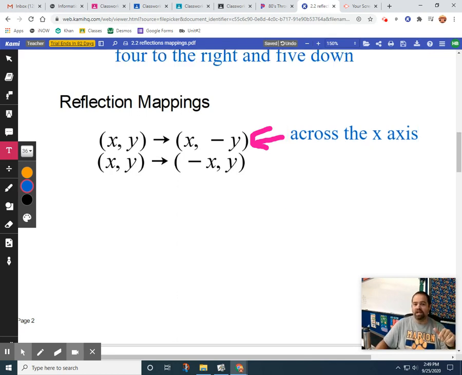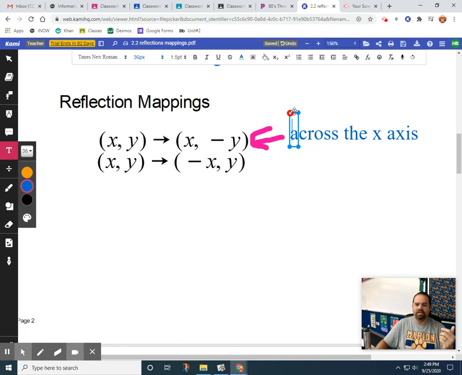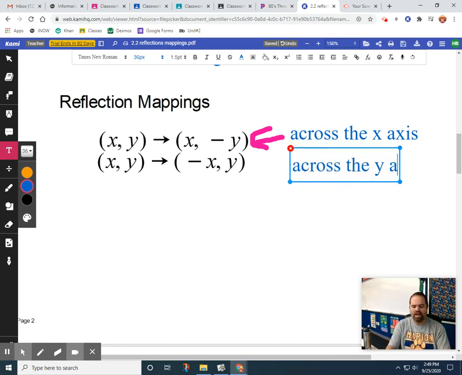That's what I have a hard time keeping straight. I have to stop and think to myself, okay, I went across the x-axis, the y coordinate is the one that changed. So it's kind of a logical conclusion, I think, that my second mapping here is the one that goes across the y-axis.